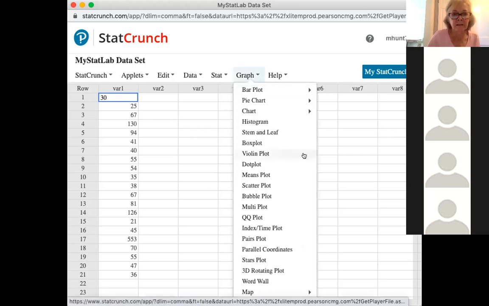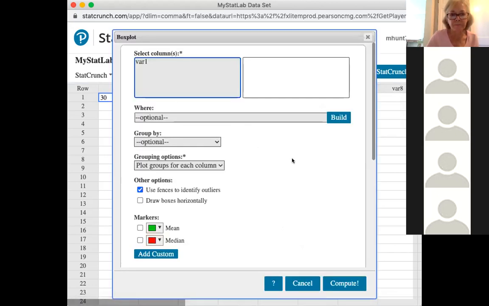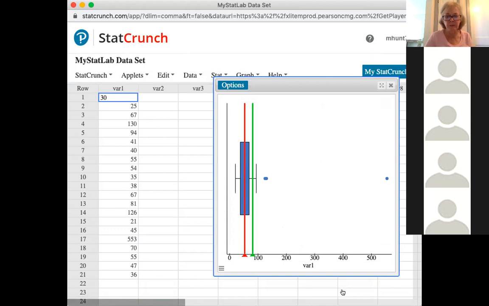All right, there's your data. Graph. Which one should I pick? Box plot. Yep, you can still see it, right? Cool. Use the fences, because I want to see about the outlier. Draw them horizontally. Show me the mean and the median. Median is automatic, the mean is not. Compute. What a silly box plot. That's weird. Number of deaths by tornadoes.